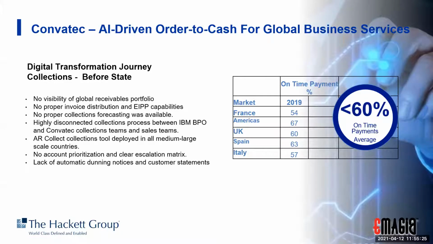There was no account prioritization and clear escalation metrics. And also there was no automatic dunning and notices to the customers and customer statements. So everything was manual. Considering the large number of customers in some of the markets, everything was quite manual and quite tedious. And I would say that there was not a lot of coverage in terms of collection before we started implementing. As you can see, the on-time payment from customers in some of the markets in 2019 was approximately 60-65%.